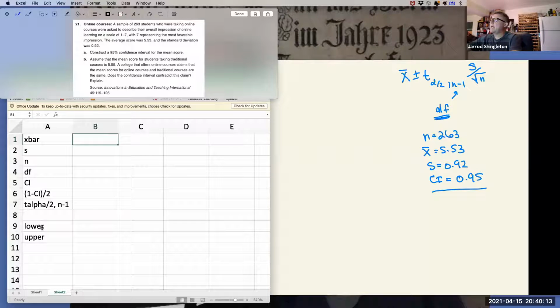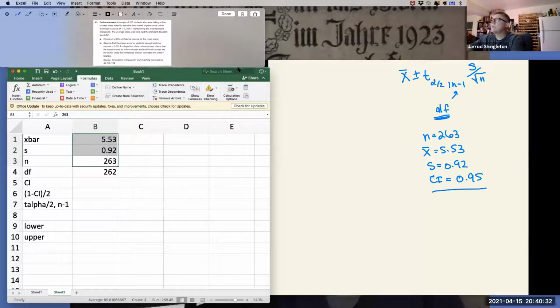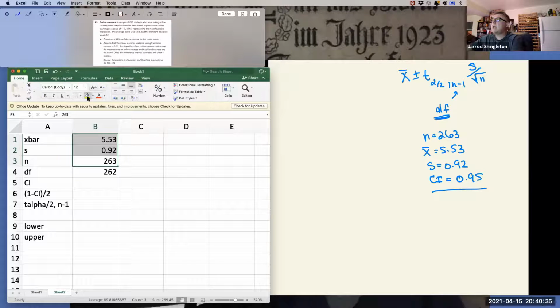All right, let's see. What do I got here? I got 5.53. I have 0.92. I have 263. And my degrees of freedom is equal to 263 minus 1. I know it's 262. I could hard code it in there. But I like making templates, so I'm going to go ahead and put that as n minus 1. I also like to highlight the stuff that I have to manually put into my formulas. This is another thing I'm going to have to manually put in every time, that 0.95. This one is going to equal 1 minus my confidence interval divided by 2, okay?